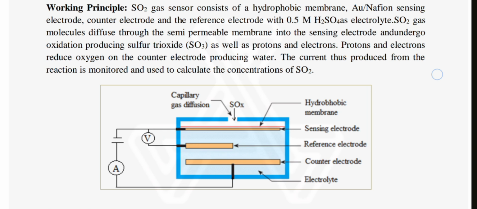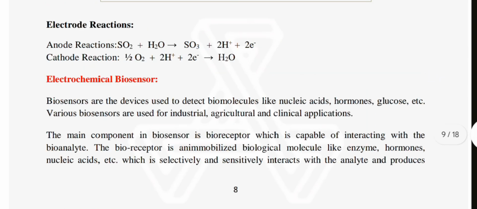Capillary gas diffusion, SOx: hydrophobic membrane, sensing electrode, reference electrode, counter electrode, electrolyte. Electrode reaction. Anode reaction: SO2 plus H2O gives SO3 plus 2H plus plus 2 electrons. Cathode reaction: half O2 plus 2H plus plus 2 electrons gives H2O.